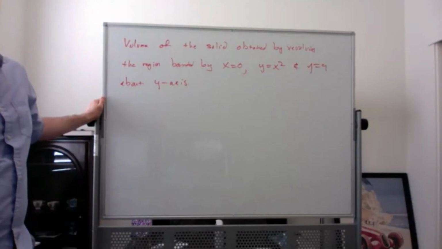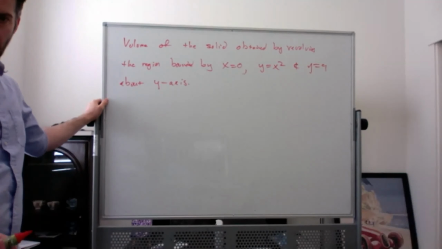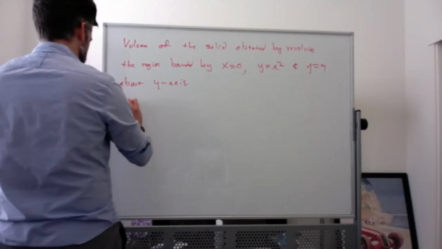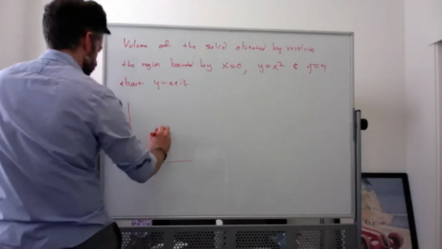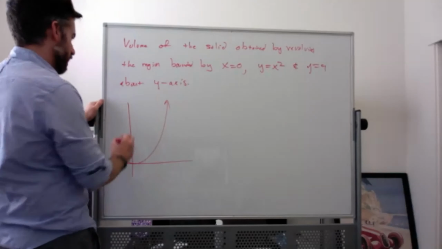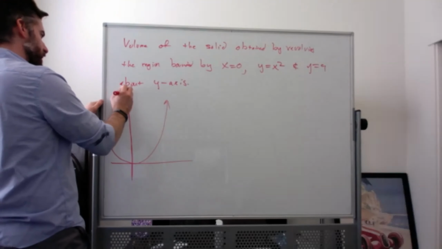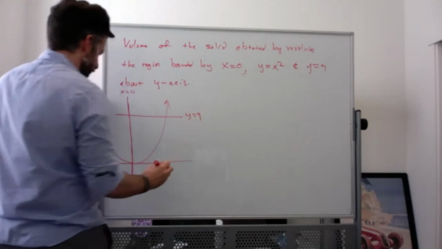For most of these volumes, you're probably going to need to draw the region. Desmos is great. I would certainly encourage you to use Desmos. This one's not too terrible to draw, so I'm just going to draw it. So here's my y equals x squared. Here's x equals 0, the vertical y-axis, and y equals 9.